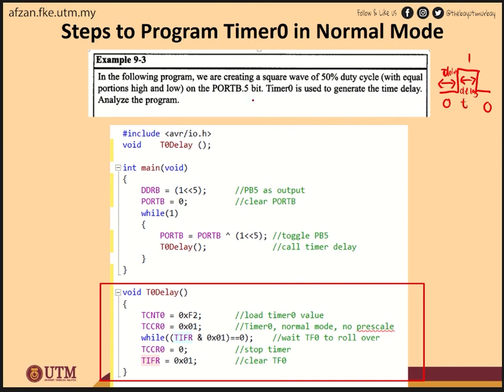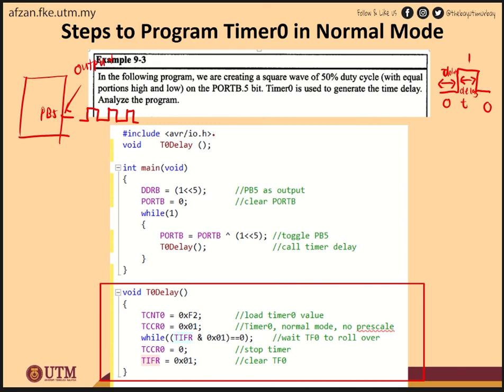This square wave will be created at port B pin number 5 by using Timer 0 to generate a time delay. Analyze the program. So let's draw our microprocessor. This is port B5, I just assume. For this port B5, I want to generate a square wave. Since this is port B5, I need to make sure that it becomes an output port. Why output? Because I want to generate a delay here.